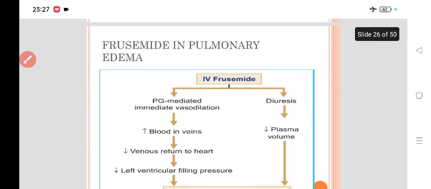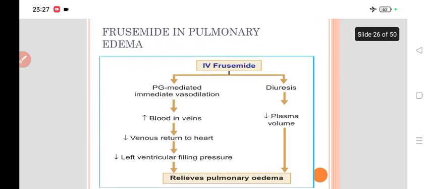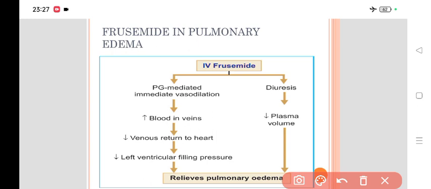Then, why is furosemide or Lasix used in pulmonary edema? It's a drug of choice in pulmonary edema or left ventricular failure. When furosemide is given intravenously, there is a prostaglandin-mediated immediate vasodilatation, because prostaglandin causes vasodilatation.